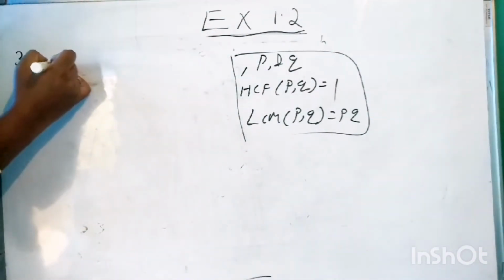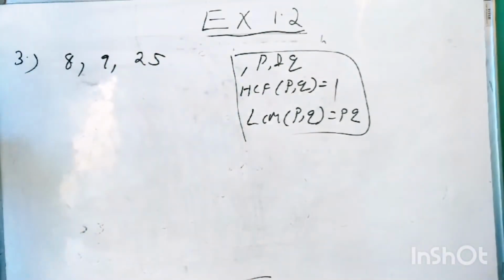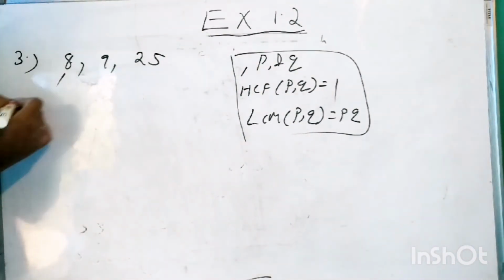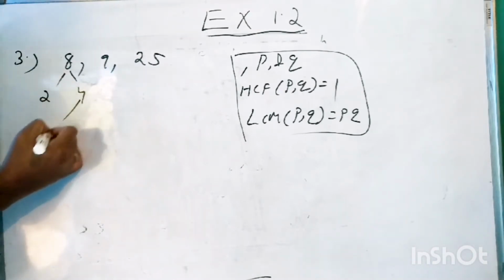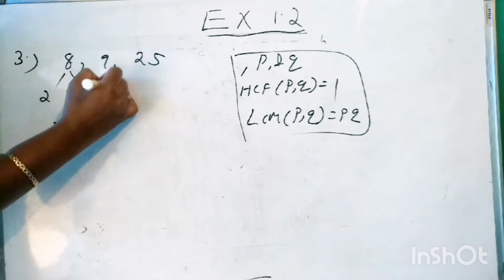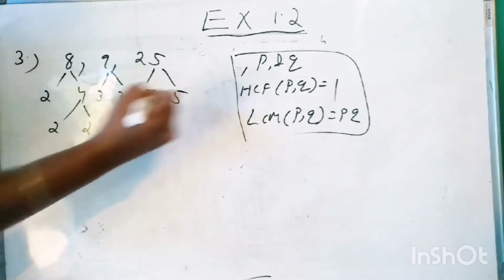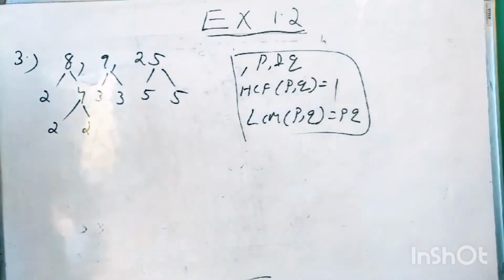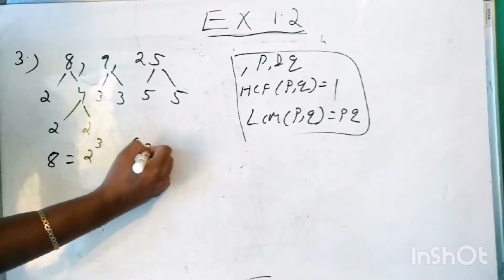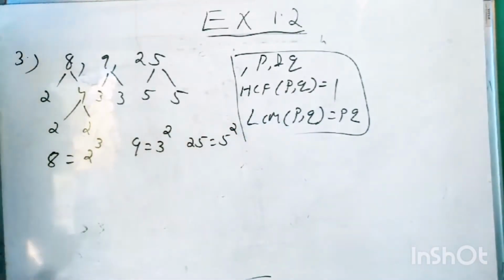Now the third sub question, 8, 9, 25. The prime factorization corresponding to 8 is 2, 2, 2. Then 9 is 3, 3 and 25 is 5, 5. Okay. So 8 we can write as 2 raised to 3, 9 we can write as 3 square, and 25 we can write as 5 square.